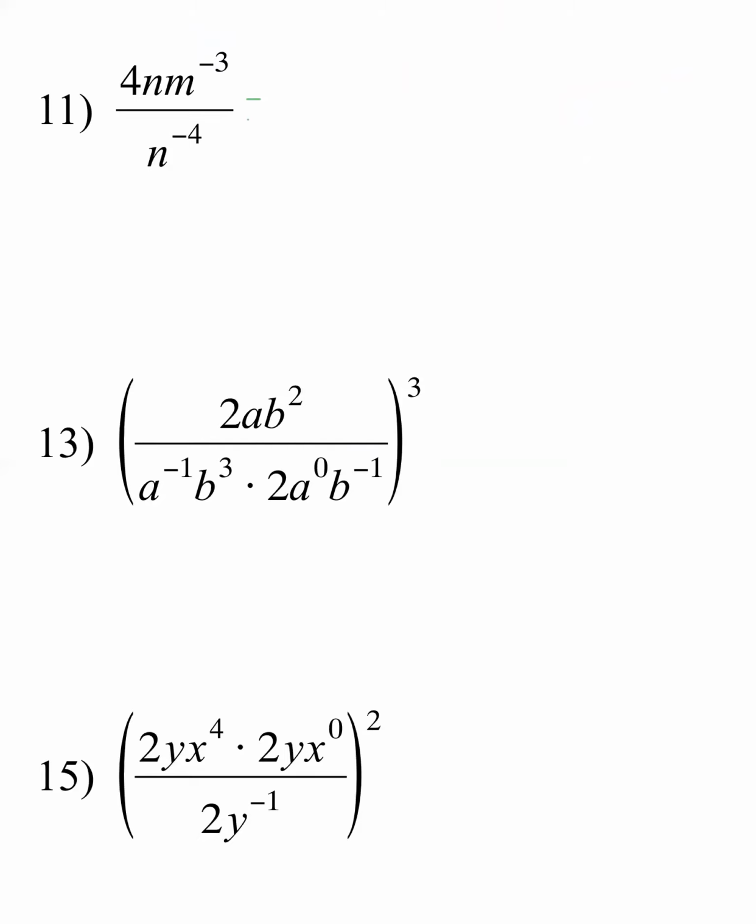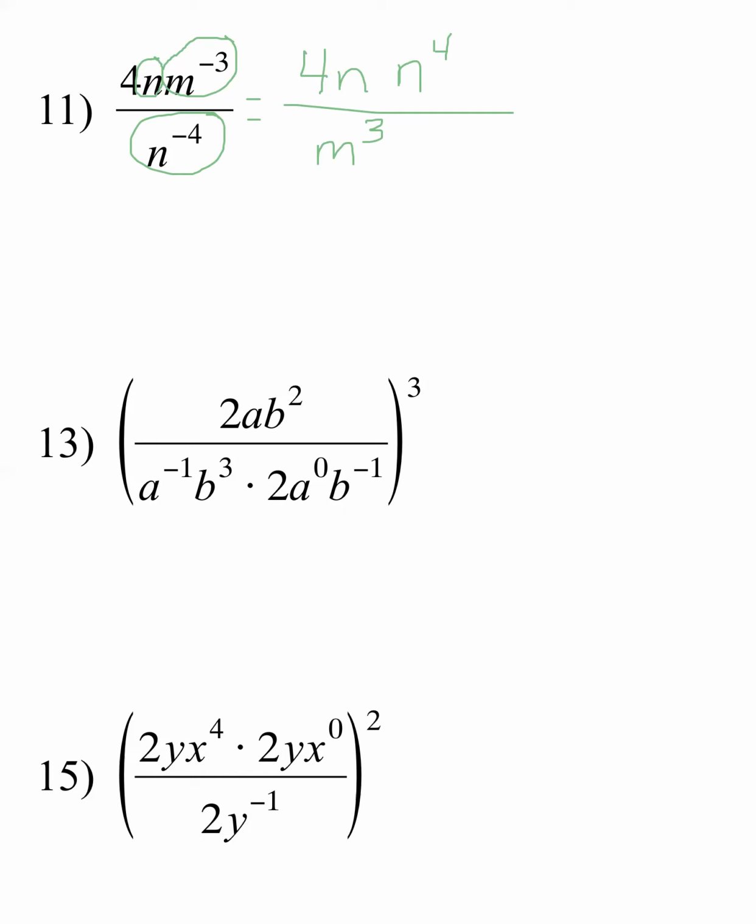So I'm just going to go one by one, see if they move or not. 4 stays because it's raised to the 1st power. This n right here, does it move? No, it's being raised to a positive exponent, so it's going to stay right where it is. This m to the -3rd, you betcha, it's got to go downstairs because it's negative. This n to the -4th that was already downstairs, where does it go? That's got to come upstairs now.